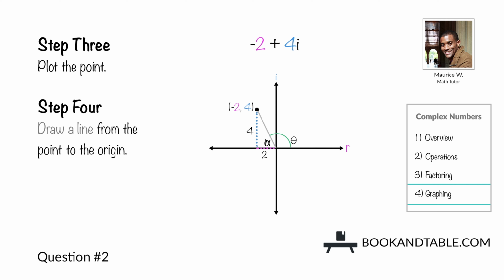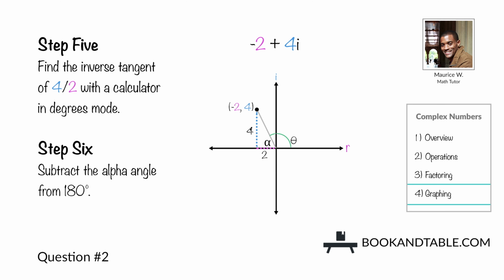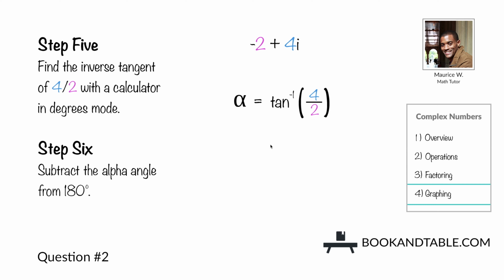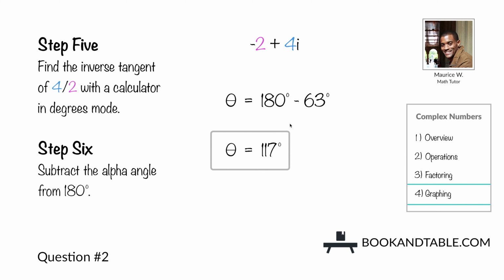So here is our alpha, which means our theta or argument is here. So we must first find the inverse tangent of the opposite side 4 over the adjacent side 2 with a calculator in degrees mode to find the alpha angle. So the alpha angle is equal to the inverse tangent of 4 over 2, which means the alpha angle is equal to 63 degrees. Subtracting that from 180 degrees gives us the argument is equal to 117 degrees.